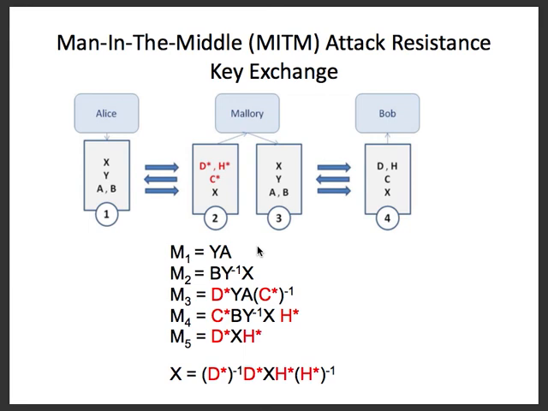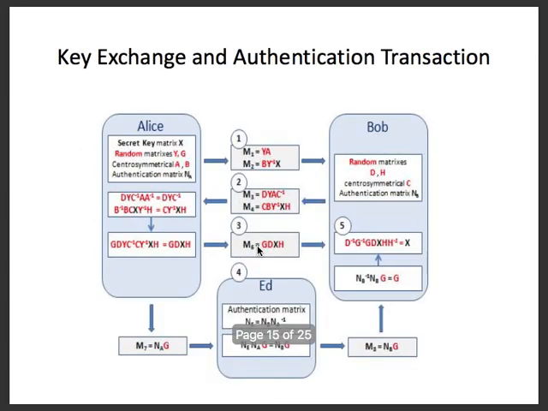Man in the middle attack. Unfortunately, if Alice never knows Bob, Mallory can steal their key. Because it's a computer, it's a network, it's anonymous. You never know, is it Bob or is it Mallory? There is no evidence. To protect against man-in-the-middle attack, we just add an authentication transaction.